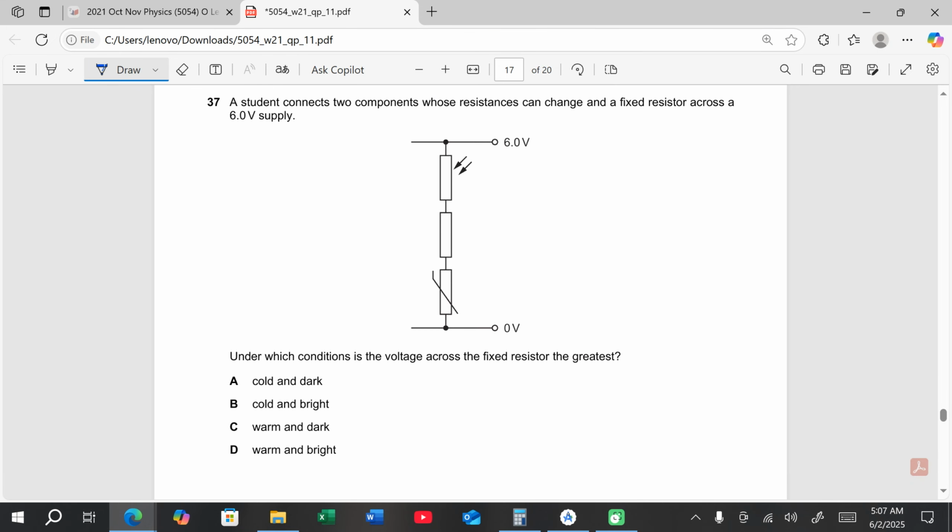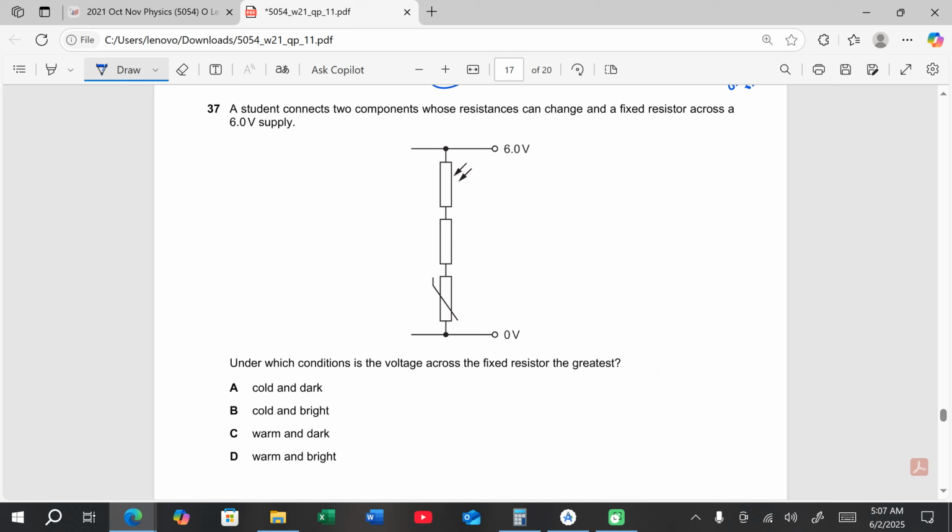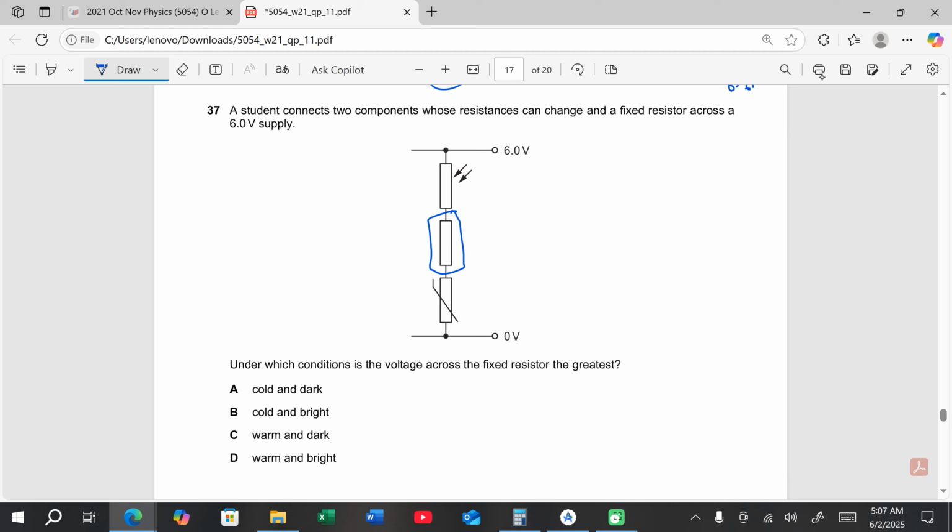Under which condition is the voltage across a fixed resistor the greatest? Fixed resistor, right? So it means here the resistance should be minimum and here the resistance should be minimum, because they are inversely proportional. This is an LDR. In this, if the brightness is more, the resistance is less. So therefore it should be bright. And here, if it is warmer, then it is going to have less resistance.